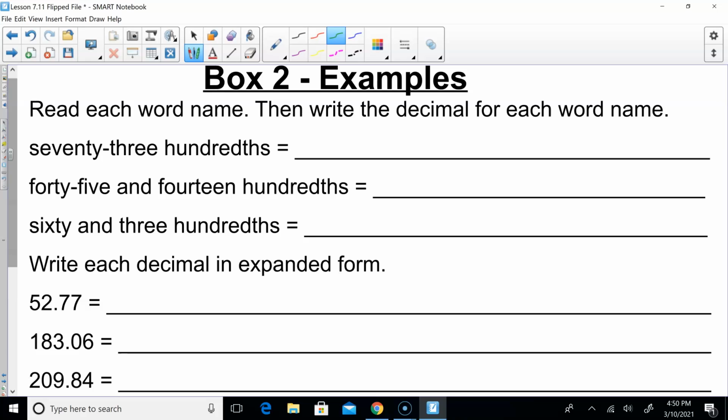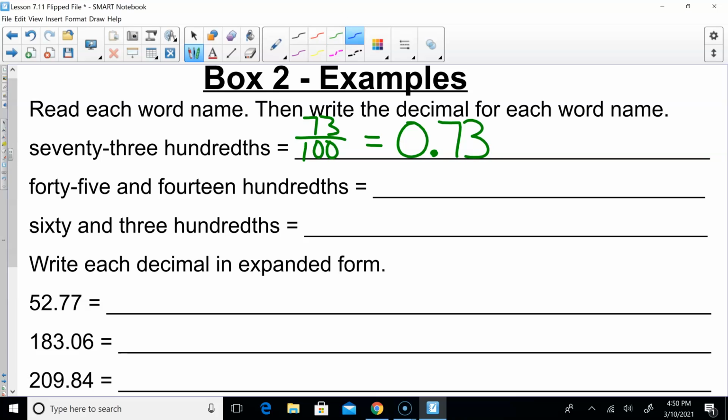So 73 hundredths. So I know I have hundredths. And I read again, 73 hundredths, 73. Now I'm going to write that as a decimal. So that decimal would be, there's no wholes, and 73 hundredths.